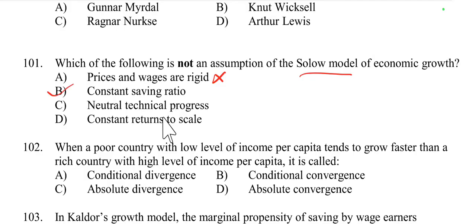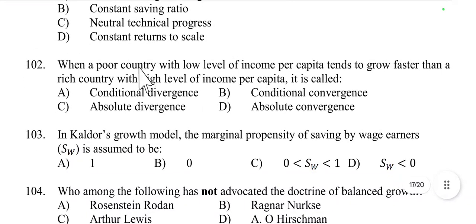Then neutral technical progress. Yes. Then constant return to scale. So these all are assumptions of the Solow model, except prices and wages are rigid. So here option number A is the right choice. Then come to question number 102.